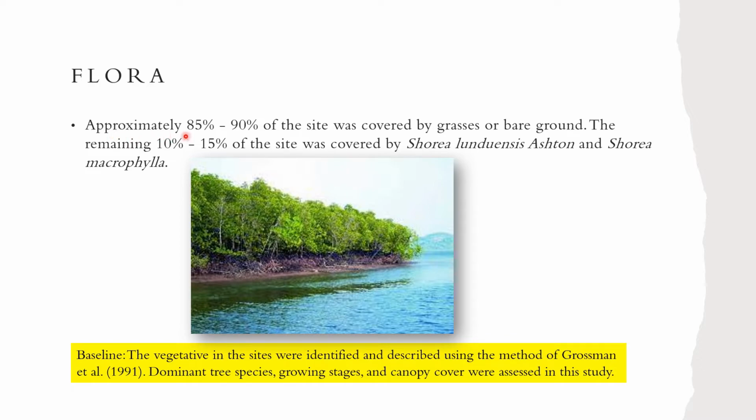Approximately 85% to 90% of the site was covered by grasses or bare ground. The remaining 10% to 15% of the site was covered by Shorea lundensis and Shorea macrophylla. Baseline in this study is that the vegetation in the site was identified and described using the method of Grossman. Dominant tree species, growing stages, and canopy cover were assessed in this study.